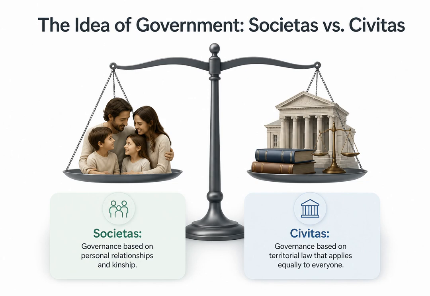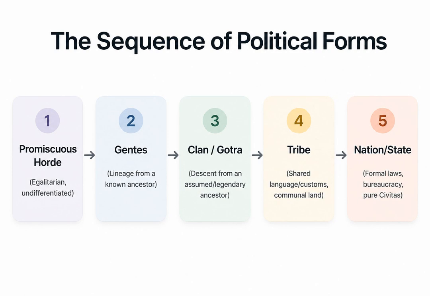In civitas, like in modern nations, the law applies to everyone within the territory equally, regardless of blood ties. Morgan mapped this transition through specific stages. It starts with the promiscuous horde, an egalitarian, undifferentiated group with no leaders.